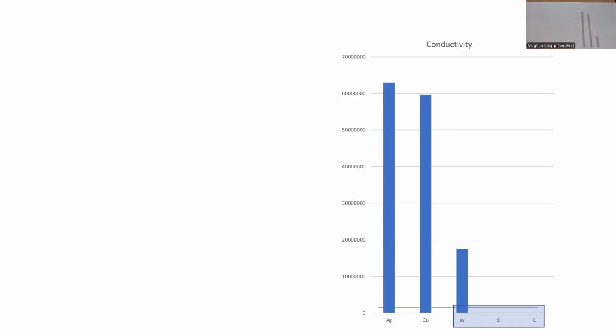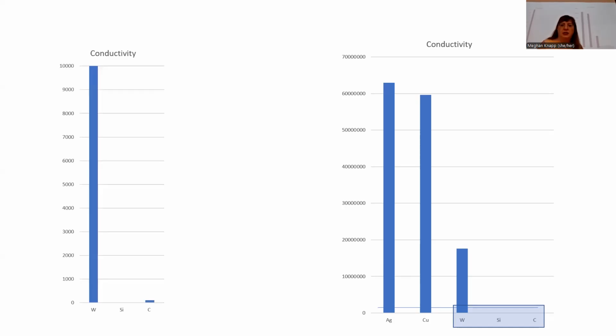Now, what we're going to do for the next graph is zoom in on tungsten and silicon, and then at the very end is carbon. This graph on the left-hand side here is showing tungsten really tall and not even all of it. This goes up to 10,000, and this is only showing up to this point. If we zoom in on just this area, then we can start to see the carbon showing up here and not silicon. So carbon's actually a little bit more conductive than silicon.